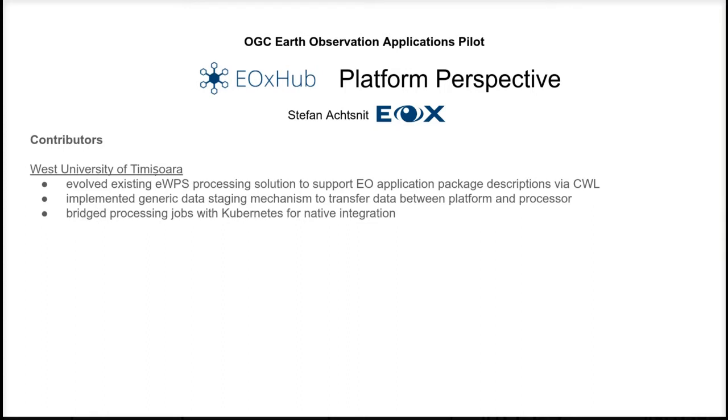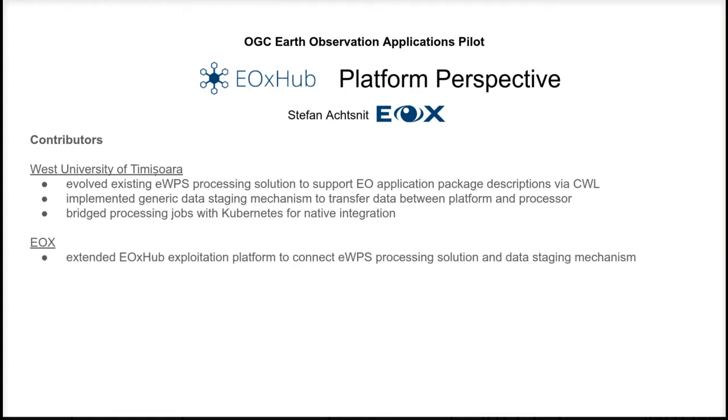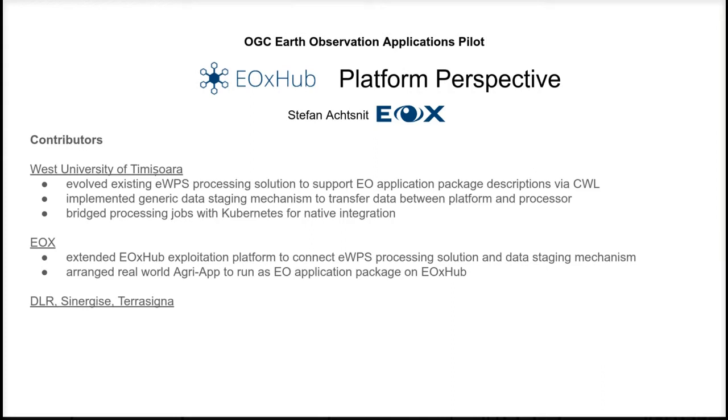With the work of people from EOx, who opened their EOxHub exploitation platform for this Kubernetes native integration, who connected all the dots for the above-mentioned data staging mechanism, and who rewrote a real-world application to a working example of a small Agri app repackaged as EO application package. And with the work of people from DLR, Synergize, and from TerraSigna, who contributed further application packages for testing and evolution. Please find more detailed information on technical aspects in the accompanying engineering report provided by the team.